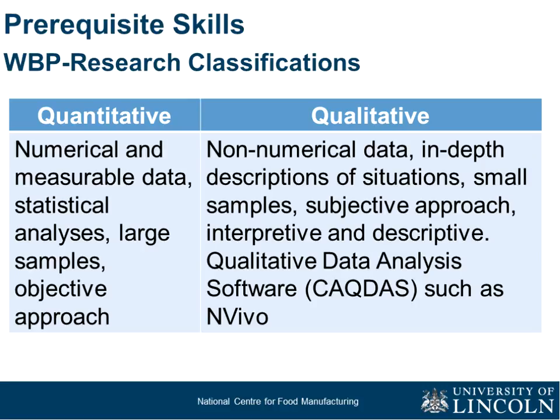They are numerical in nature, and as a result, you can use SPSS to analyze your data. And because they are quantitative in nature, you need to collect a large sample of data. You need to collect a large sample of data. On the other hand, for qualitative research, qualitative research is non-numerical data.